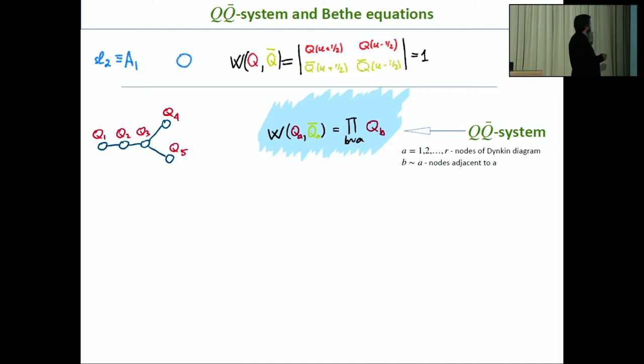To each node of the Dynkin diagram, you associate one Q function, which is called the red Q function in this talk, and also one more Q function, which is called yellow. And you write what's called the QQ-bar system, which is the Wronskian of the red and yellow function at a given node of the Dynkin diagram, equal to the product of all Q functions at the nodes adjacent to your node. So here it will be, for instance, three neighbors, and the product of three Q functions.